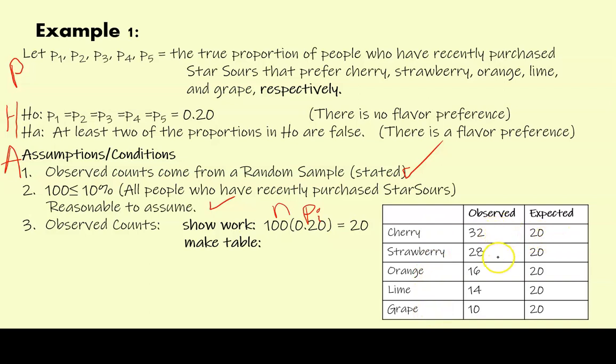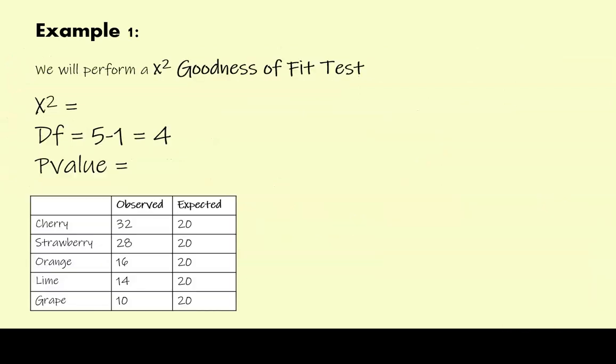So my observed values were given to me in the problem. My expected values are all going to be 20 because 20% of 100, it should be equally distributed, uniformly distributed if there is no preference. So all expected counts greater than 5? Absolutely. And I've shown what all those expected counts are over here in my table.